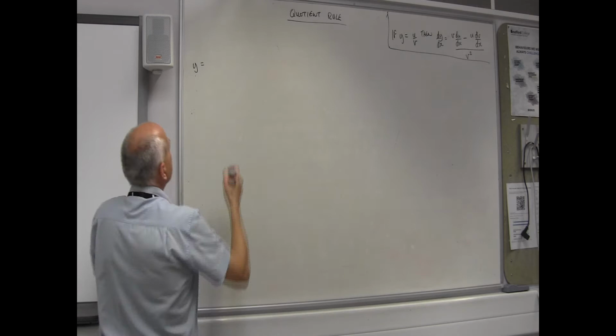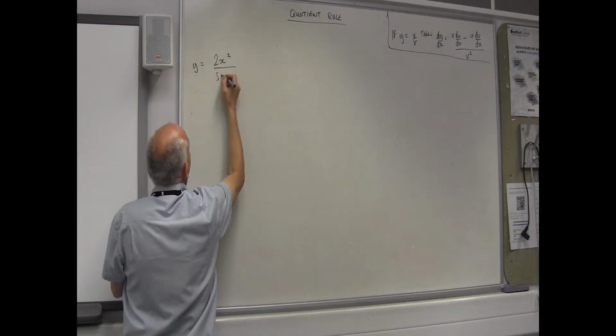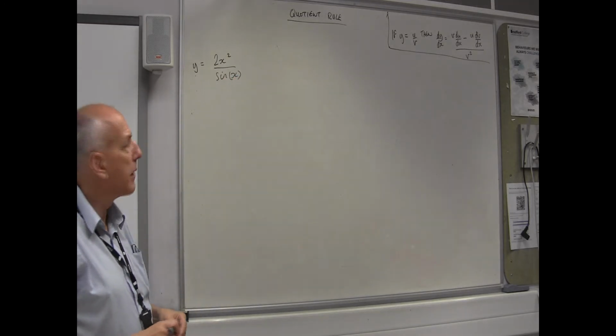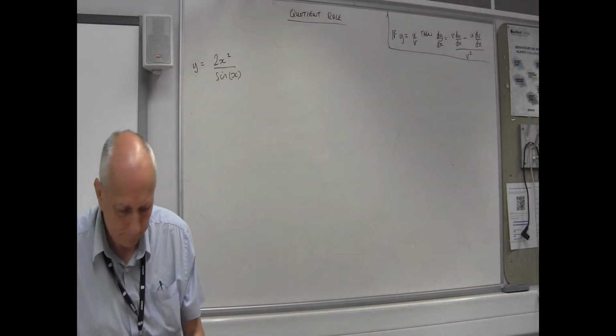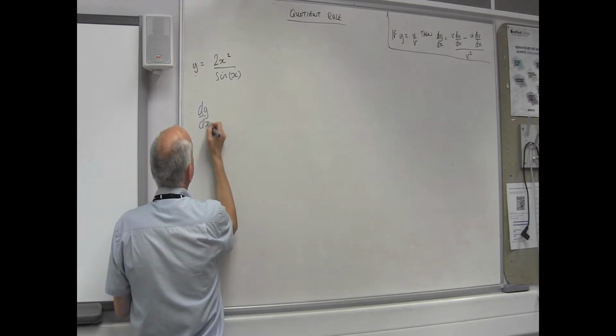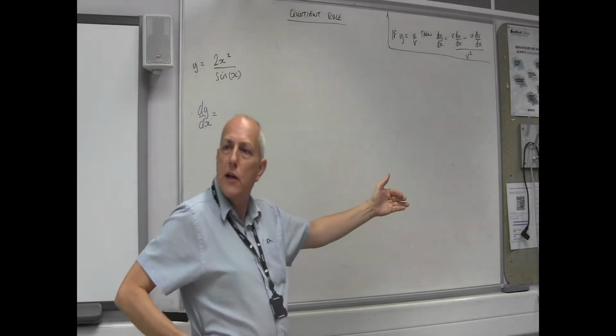So for the example, let's do an easy one. 2x squared over sine x. You okay with that? You got that? So, let's do that in blue. So dy dx. It's a case of just using the formula, working from left to right. That's all you've got to do.